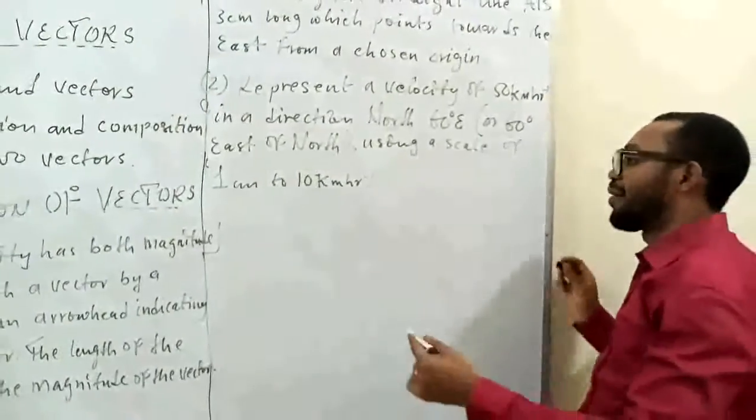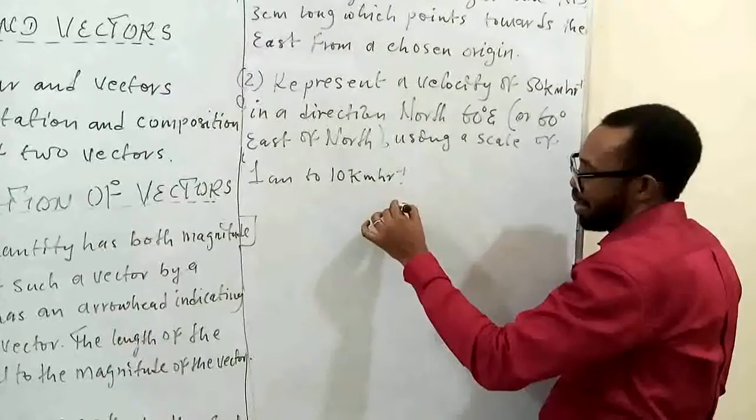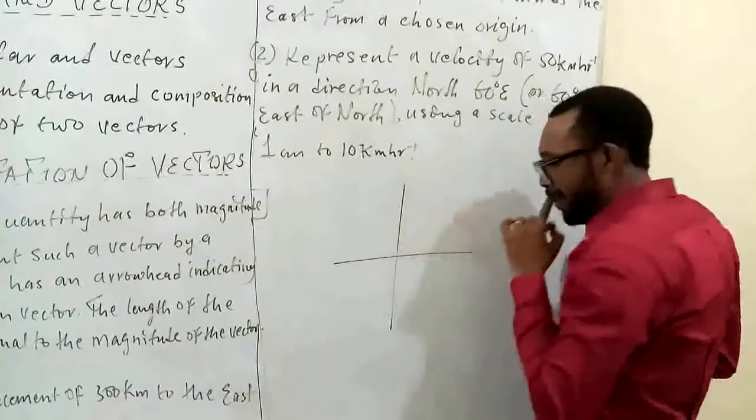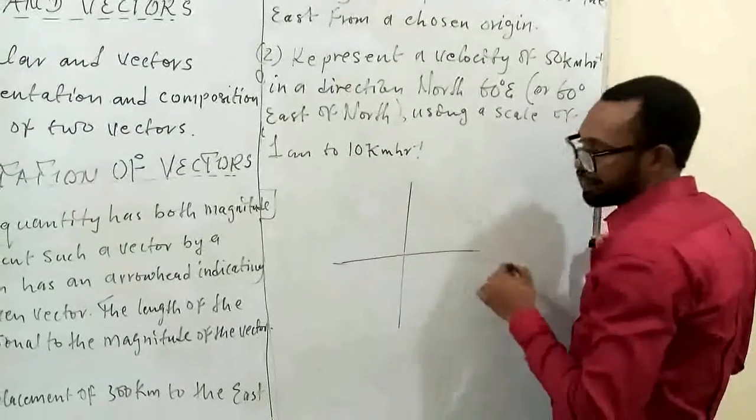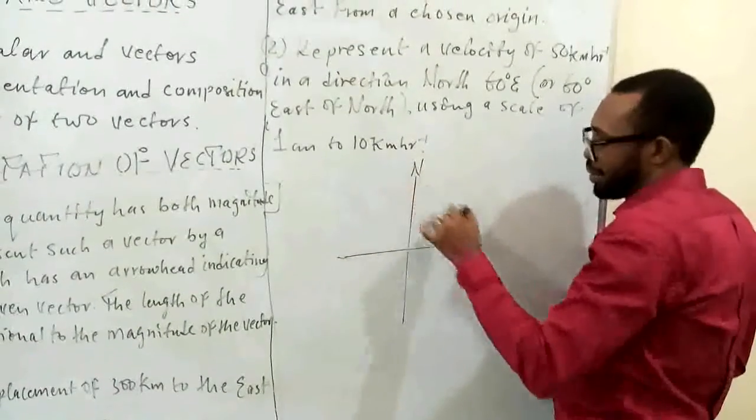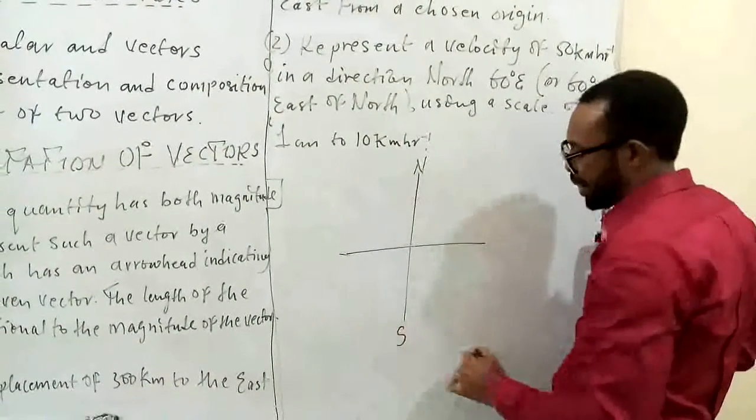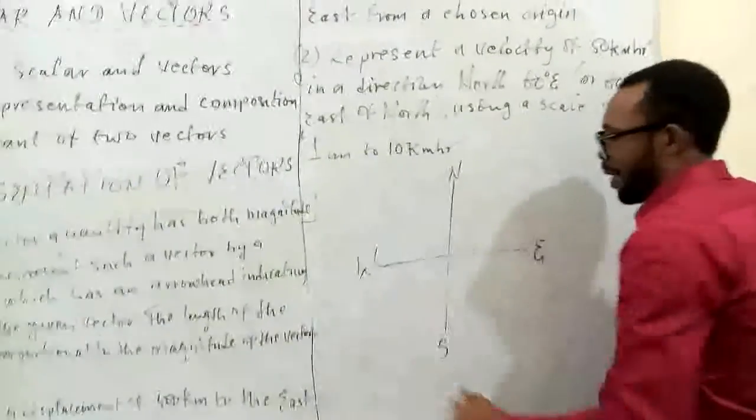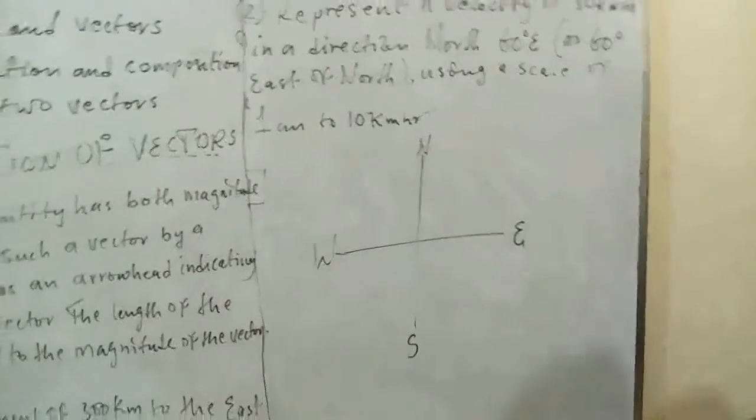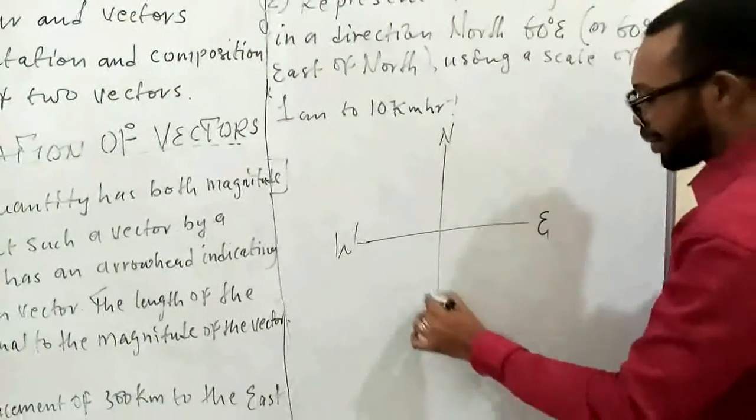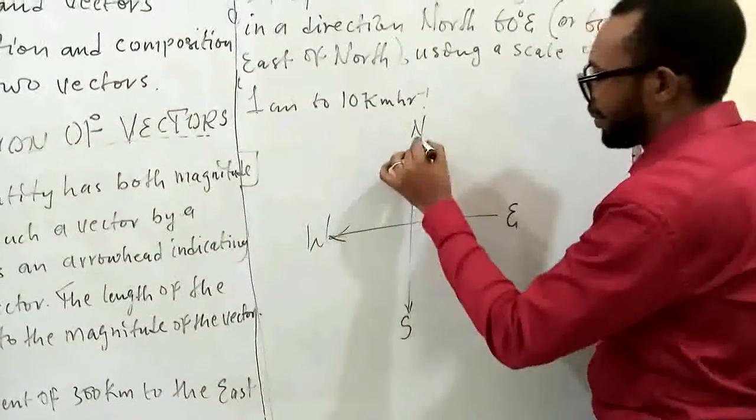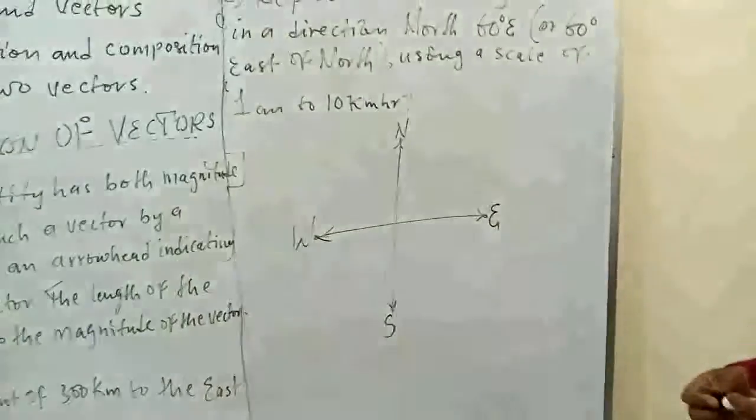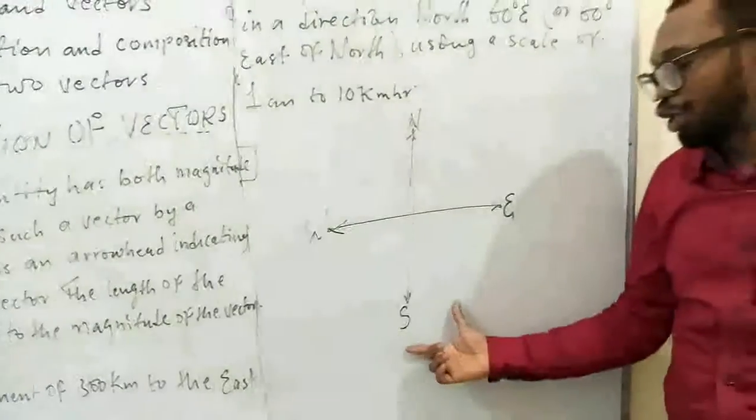I don't know if you have ever seen a compass before. How is a compass drawn? This is north, this is south, this is east, and this is west. So before you can represent a vector, you must have the knowledge of compass. This is in the lab. Maybe Wednesday I can show it to you.